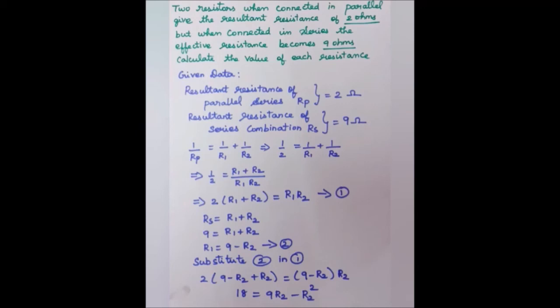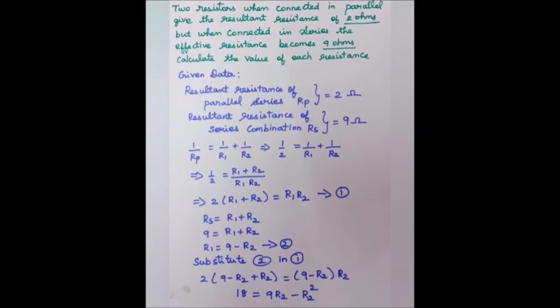Two resistors, when connected in parallel, give the resultant resistance of 2 ohms. But when connected in series, the effective resistance becomes 9 ohms. Calculate the value of each resistance. In this question, the resultant resistance of the parallel connection and the resultant resistance of the series connection are given.